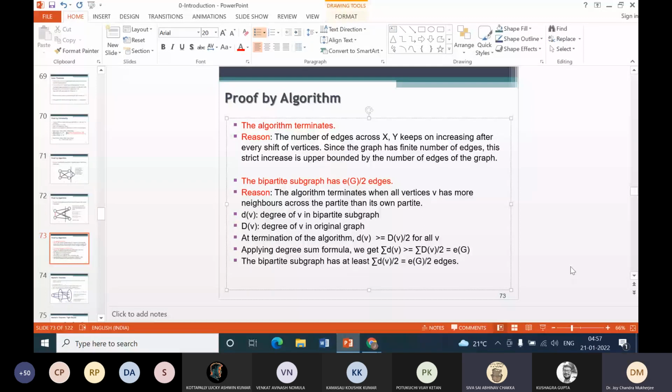That is how we prove it. So this is a very important theorem, and this is also a very interesting algorithm. Now the next thing that we will prove is another interesting property.